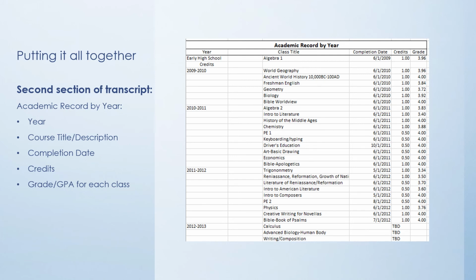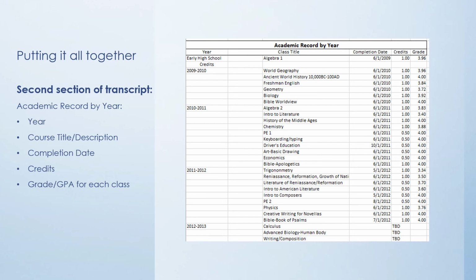So again, under academic record by year, here's a little bit better picture of what that looks like. And so you can see again that I didn't include any course descriptions, but I just had the title of the class. However, if you include them, some colleges would probably welcome it because the more information you give them, the better picture they have of the student on paper. The less information you give them, it may or may not be enough information for them.